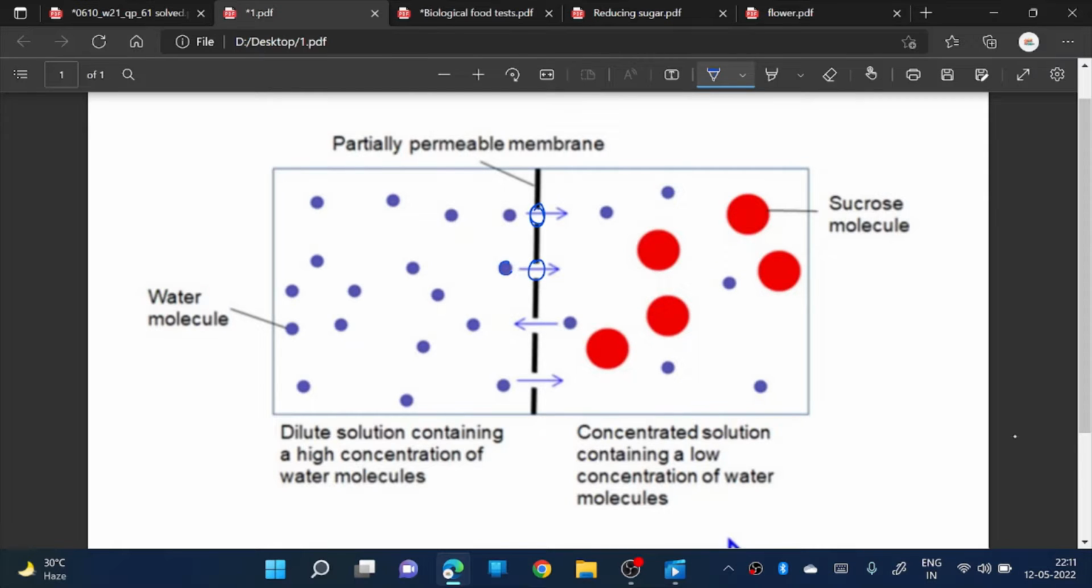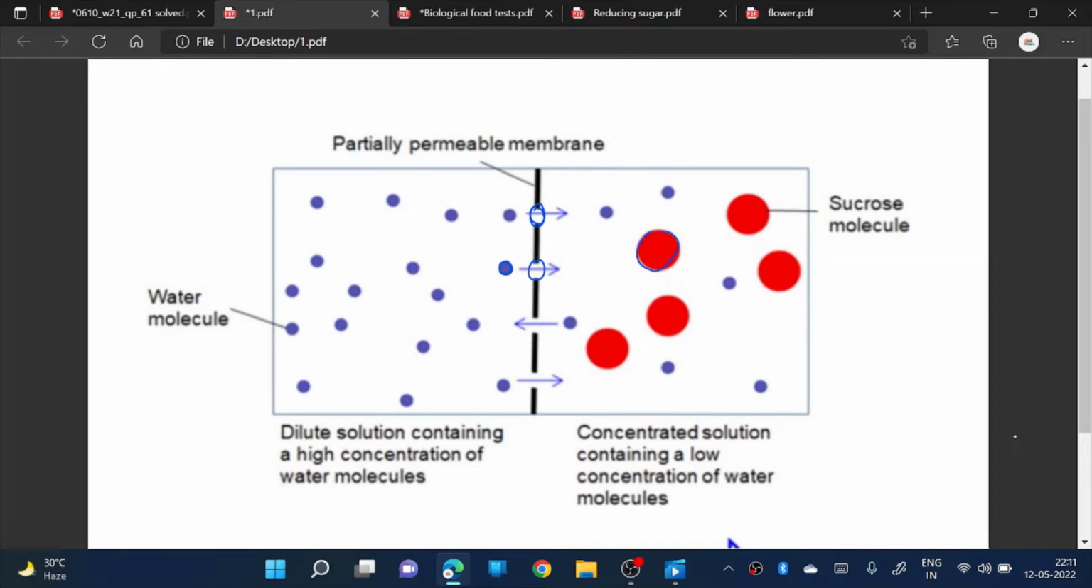Now, as we can understand, there are two types of molecules or particles over here. These are the blue ones and the red ones. As you can see, the blue ones can easily pass through this gap, but the red ones cannot. So, I can say that this partially permeable membrane will allow the blue particles, that is the water molecules, to pass through, but it cannot let the sucrose, that is the red molecules, pass through. So I am saying that this partially permeable membrane is permeable to water but not permeable to sucrose.